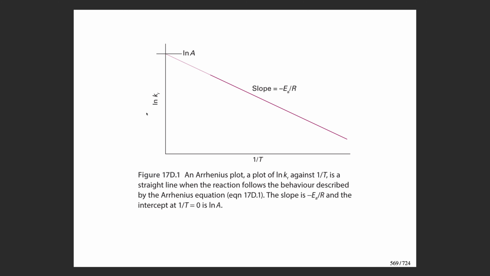So what you could imagine doing is, if you had a kinetics experiment where you were able to measure the rate constant at different values of temperature, you could take your rate constant at different values of temperature, plot them in a graph like this, fit it to a line, get the slope. That'll tell you what the activation energy is, and then you can use the intercept to determine the pre-exponential factor.